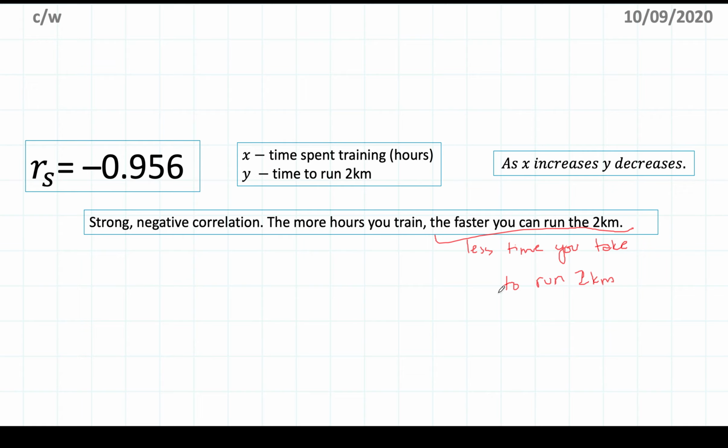So try to actually interpret what your data means. If it's a positive correlation, then it would take a longer time to run the 2 kilometers. So do interpret it. And if it was a 0 correlation, then you can say there's no correlation between the data, and similarly, the interpretation would be similar to Pearson's moment correlation coefficient.